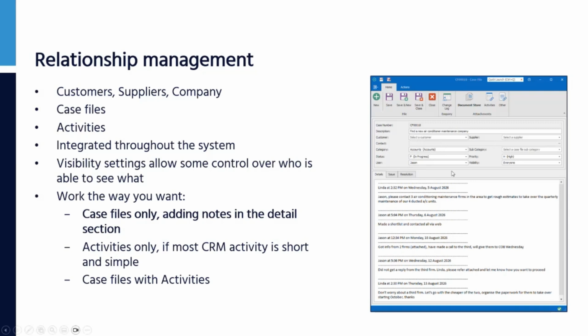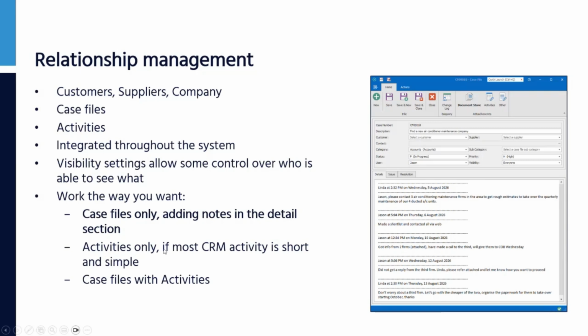So in the example that we have here, finding a new air conditioning maintenance company, their quote could eventually be part of this case file, etc. You can attach documents as well. So nothing overly surprising there. And again, it's a case of working the way that you want. You can just work with case files only. And as we have in this example here, we've just added notes to the case file. We don't have any activities associated with the case file.